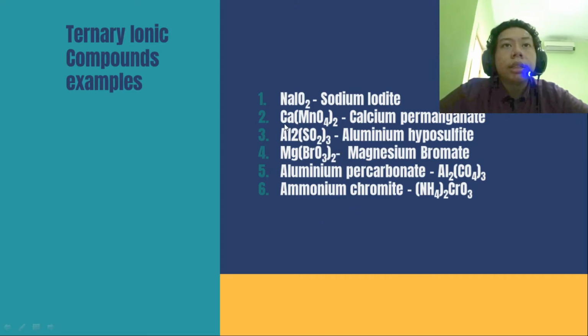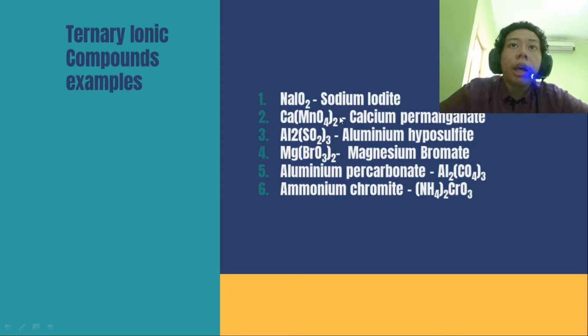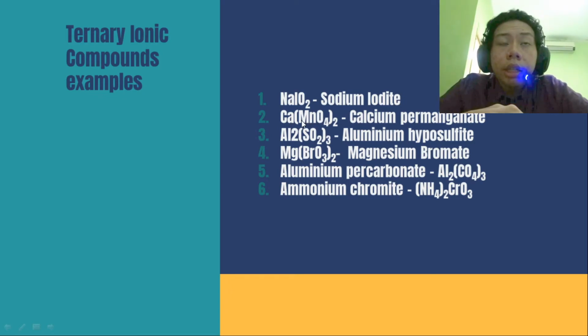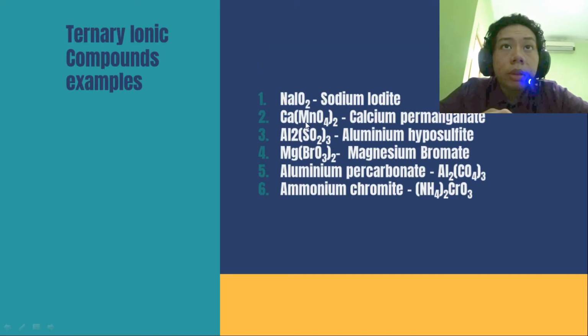Second is CaMnO4. Okay, Ca is calcium and MnO4 is from the root word manganate. First thing, copy the first element, which is Ca, calcium, and in here this is MnO4, and we can take a look at the original oxygen atom, MnO3. It has 3 oxygen atoms, whereas in this compound this has 4 oxygen atoms.